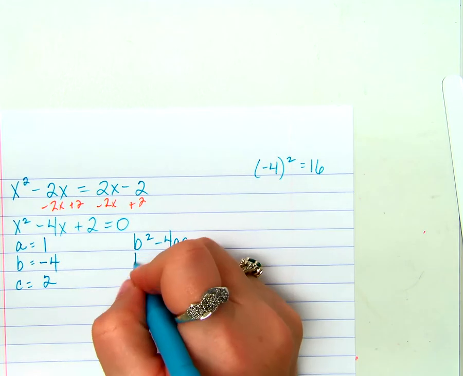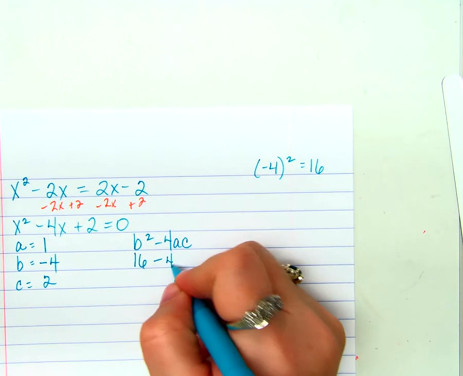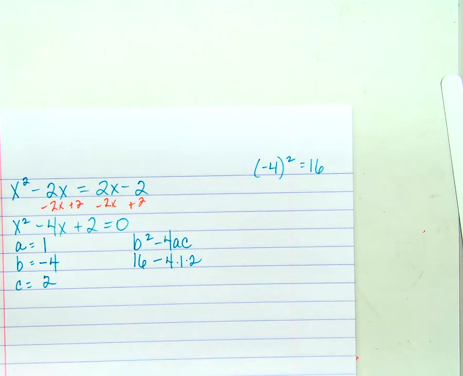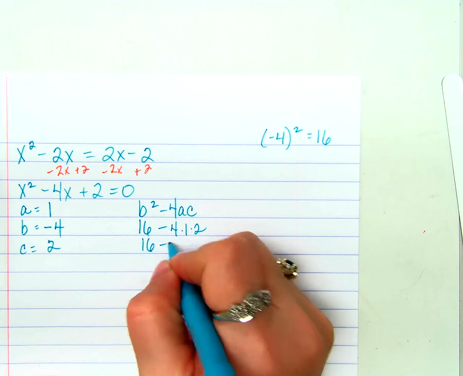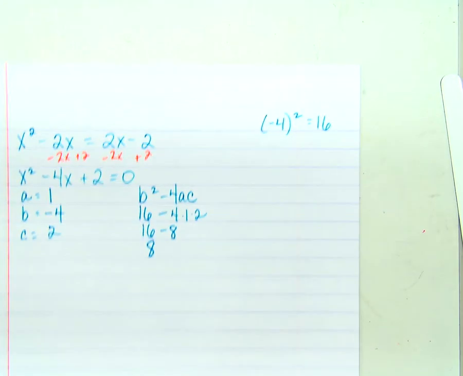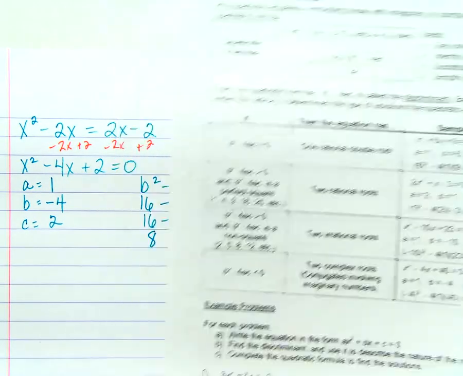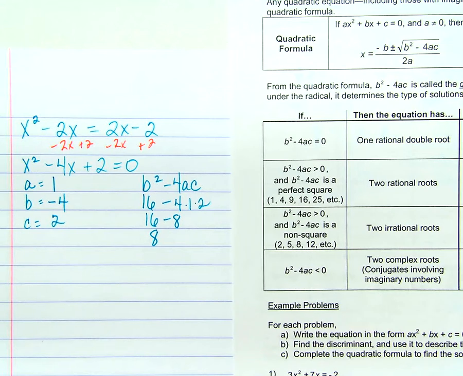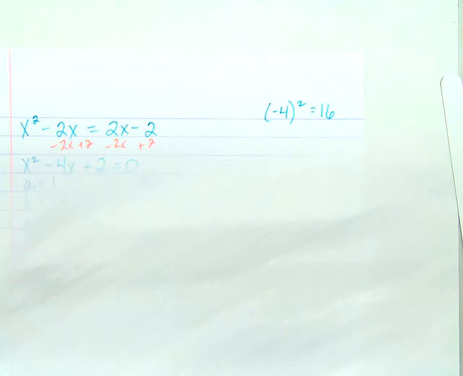Okay? So it's enough here to be able to just say that's 16, isn't it? 4 times A times C. Well, what is 4 times 1 times 2? So 16 minus 8 is 8. If my answer is a positive number, I have to decide if it's a square or not. Is it a square or not? It's not. So I'm going to have 2 irrational roots.